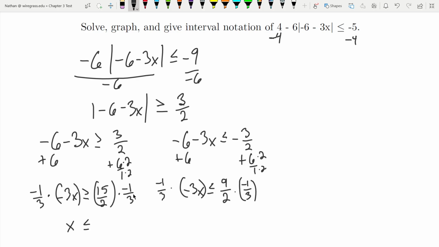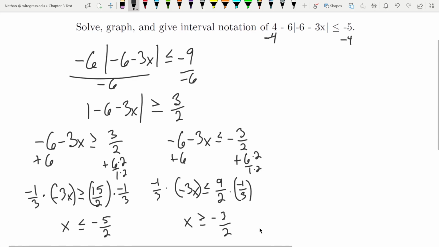And this is going to become negative. This is going to be reduced down to 5, so it's going to be negative 5 over 2. And this one, again, we're canceling everything here, so we're going to get x, but we're multiplying by a negative, so we're going to flip the inequality. This is going to become negative. The 3 and the 9 are going to reduce, making this 3 over 2. I mean, negative 3 over 2.